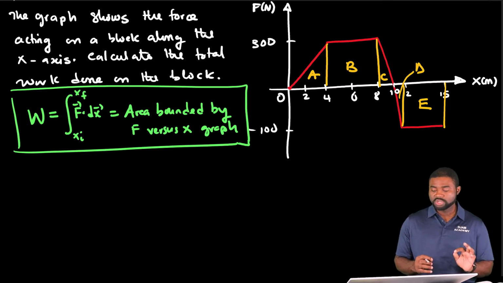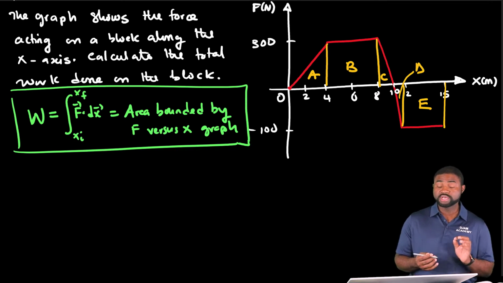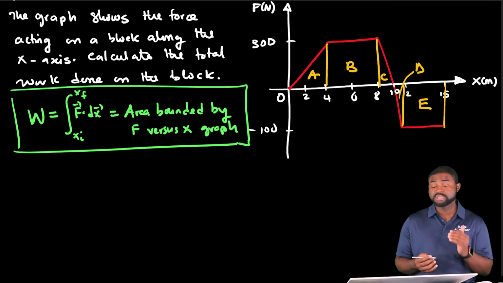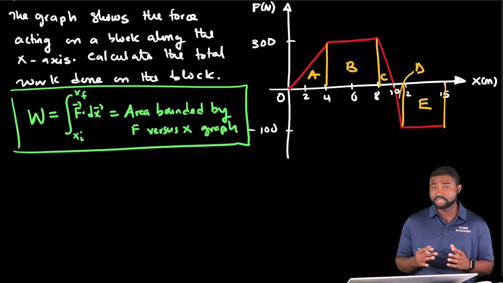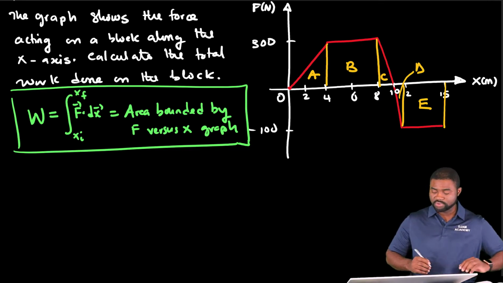Now we will calculate the area of each segment. In each segment we either have a triangle or a rectangle. The area of a triangle is half base times the height. The area of a rectangle is length times width. And I believe that it's kind of easy for us to calculate.